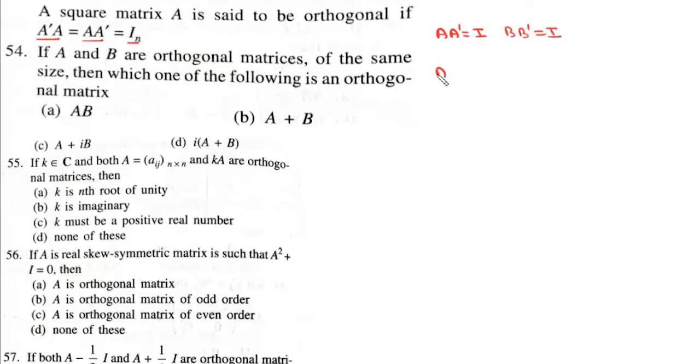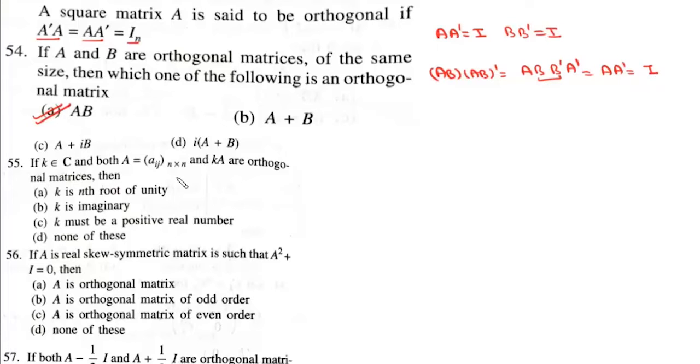Now if we look at AB into AB transpose, it will be AB into B transpose into A transpose. Now B into B transpose is equal to I, so we can write this as A into A transpose, and it is also equal to I. That means this AB is an orthogonal matrix.